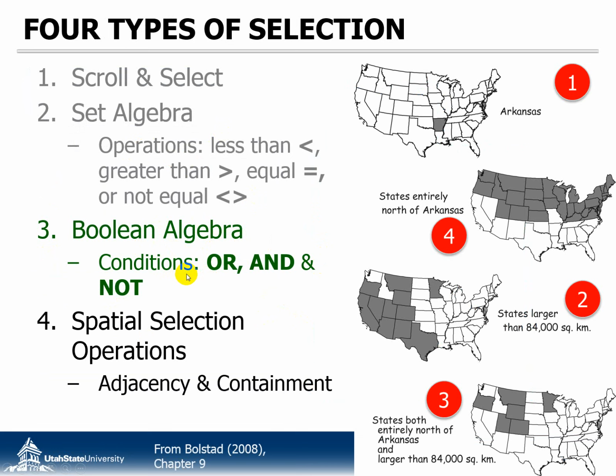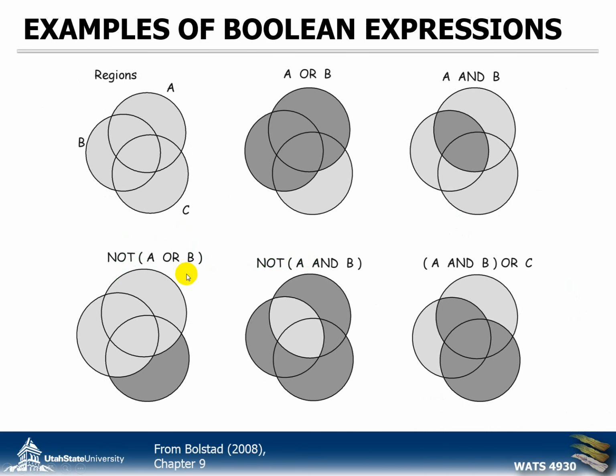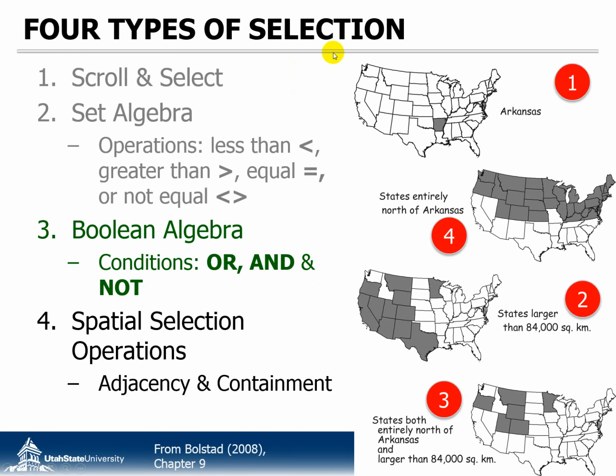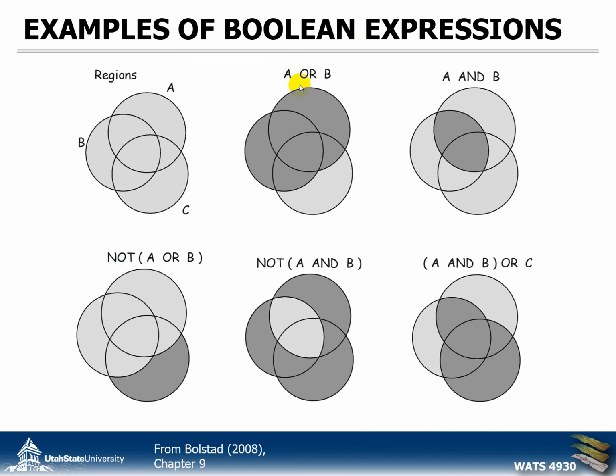The Boolean algebra that I mentioned briefly depends on and, or, and not statements. If I have these three regions, they could all be in one shapefile. These three circles could all be different polygon feature classes in that. This one is A, this one's B, and this one's C. With Boolean algebra, a statement like return me back A or B returns these dark areas, versus A and B, which is the intersection. So this is a union, and that's an intersection.